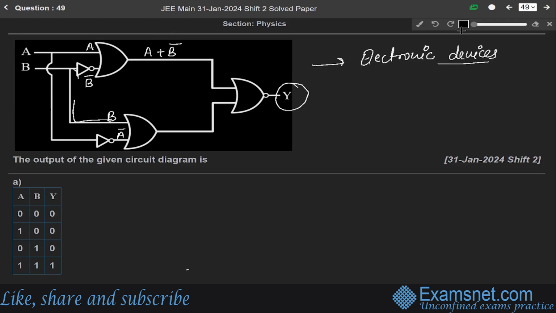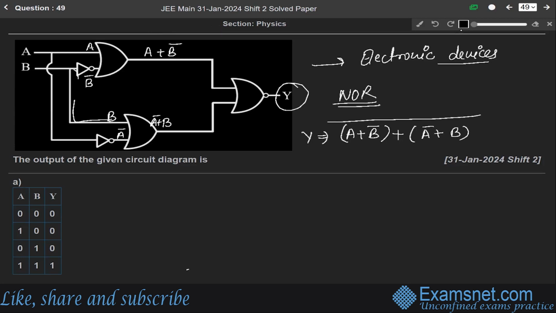This is also an OR gate, so it will be A bar plus B. Okay. And the output is a NOR gate. Output is a NOR gate. So output Y will be (A plus B bar plus A bar plus B) whole bar. Okay. Now we will apply the conditions here.